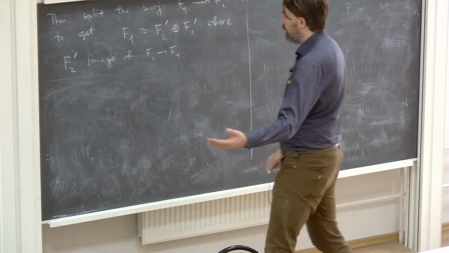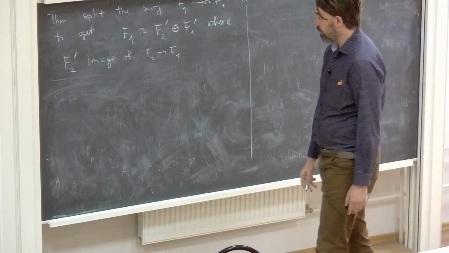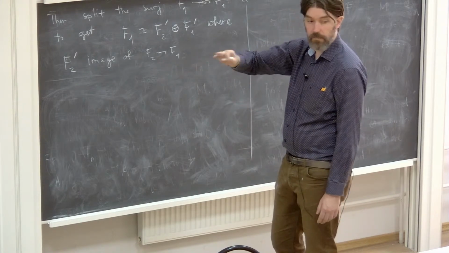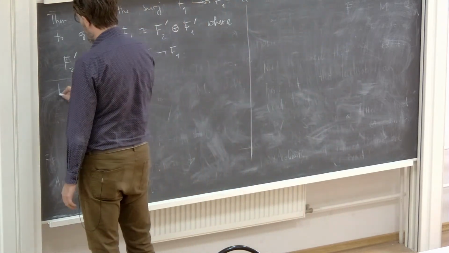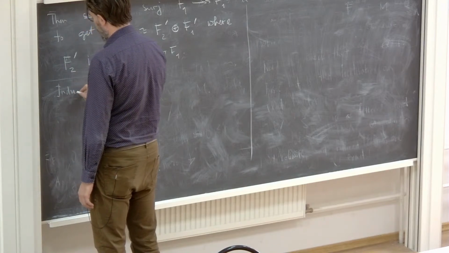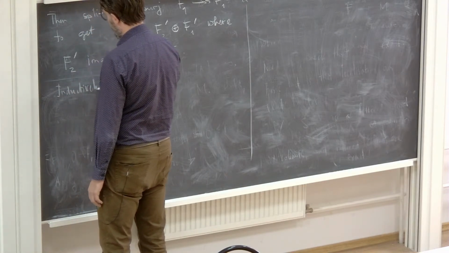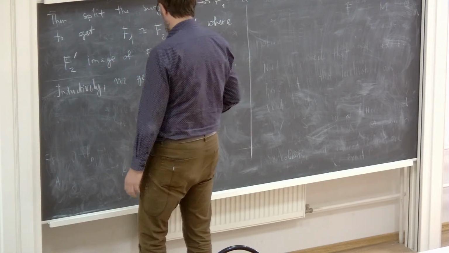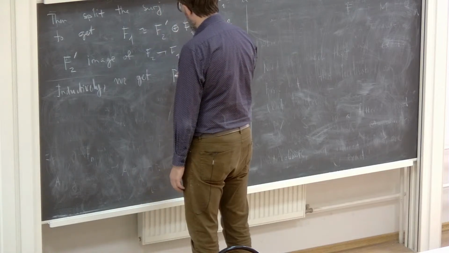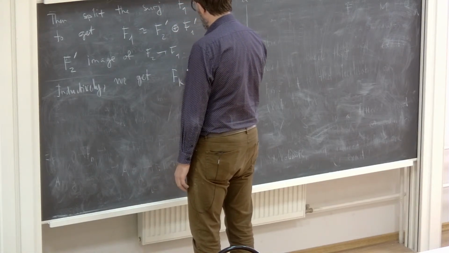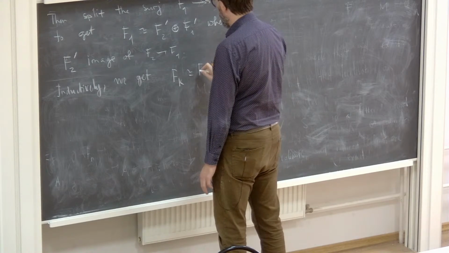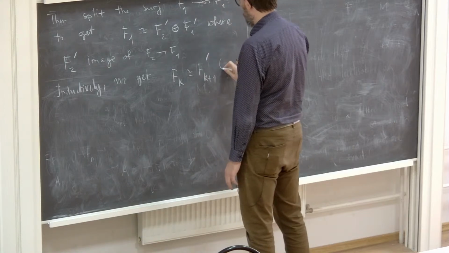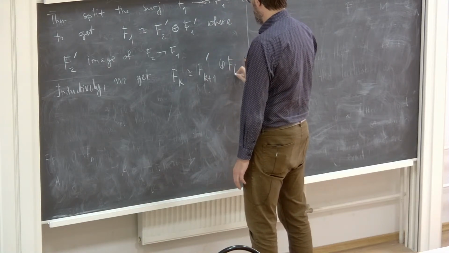Okay, so inductively, proceeding like this, now this F2 prime is again projective. I can split the surjection from F2 and so on. So inductively, we get Fk is Fk plus 1 prime plus Fk prime.